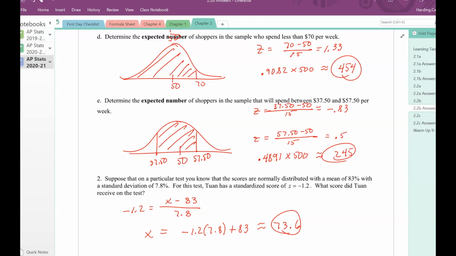And then the last question, suppose that on a particular test you know that the scores are normally distributed with a mean of 83%, standard deviation of 7.8. If you had a standardized score of negative 1.2, what score would you actually have? And you're just working the standardized score formula backwards. You can check your answer there, 73.6.